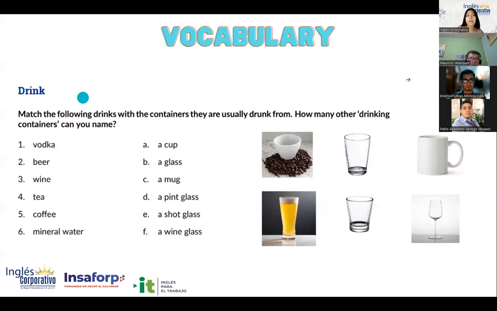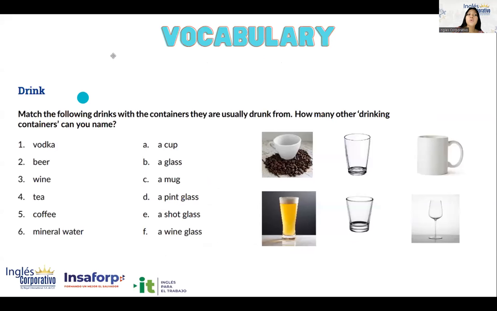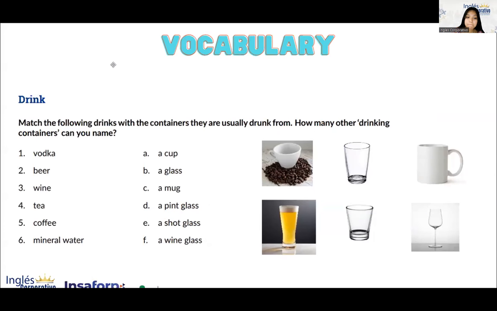Okay. Vocabulary related to drink. So right here, it says that we need to match the following drinks with the containers. We are talking about containers they are usually drunk from. How many other drinking containers can you name? All right. So in this case, let's work with the ones that we have, right?